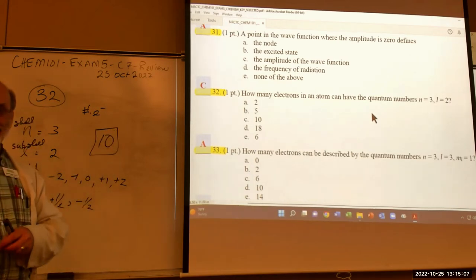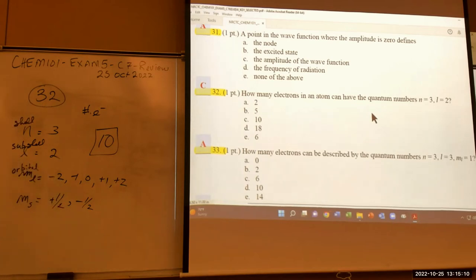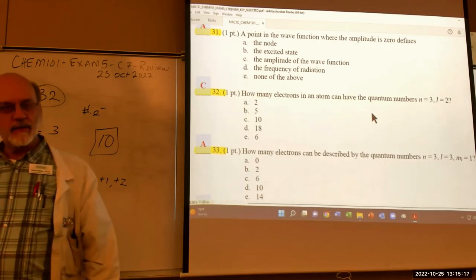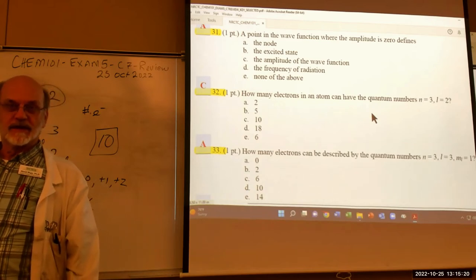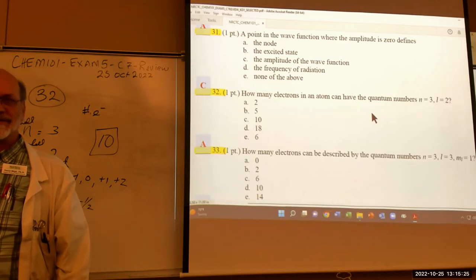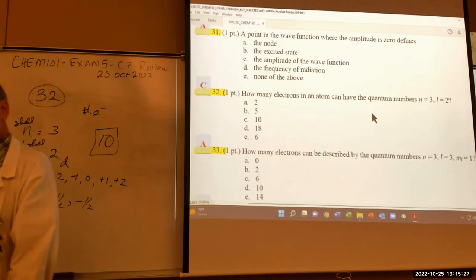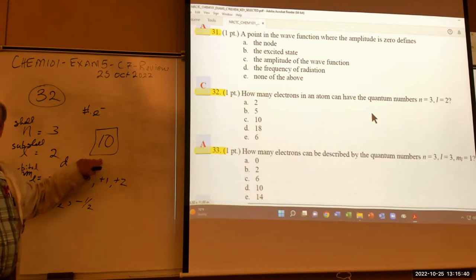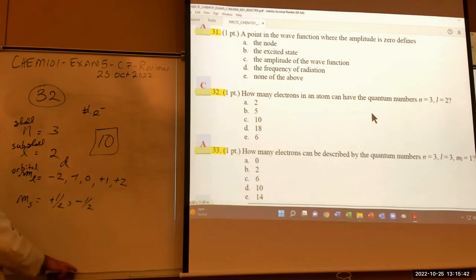All right. And I don't know if you remember, but this is a d orbital. And where on the periodic table are d orbitals being filled? Crickets. The transition metals. So you look at the transition metals, and how many do you have in a period in the transition? Exactly 10. You're filling d orbitals in the transitions. Okay.